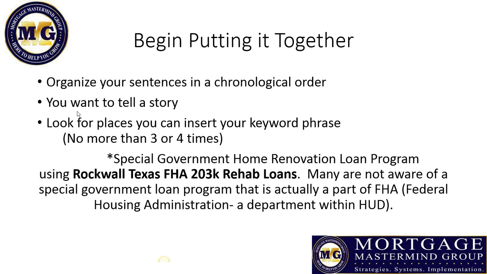I see it all too often. People will go in there and they'll have a 200-word paragraph written, and they'll have their keyword phrase in there 5 or 6 different times. Every sentence begins with, Rockwall, Texas FHA 203K rehab loans are available for you. To get your Rockwall, Texas FHA 203K rehab loan, all you have to do is give me a call. If you'd like more information on the Rockwall, Texas FHA 203K rehab loan, you can't do it like that.